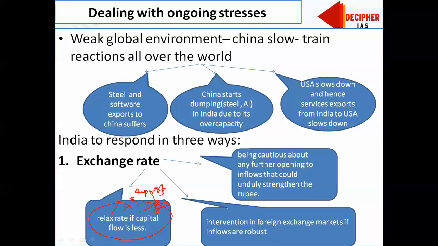Similarly, intervention in foreign exchange markets when inflows are robust. India can intervene in foreign markets when we have adequate foreign exchange coming to India. India also needs to be cautious about any further opening to inflows because it can strengthen the rupee and kill the exports. Okay, so let's move ahead to the second way.